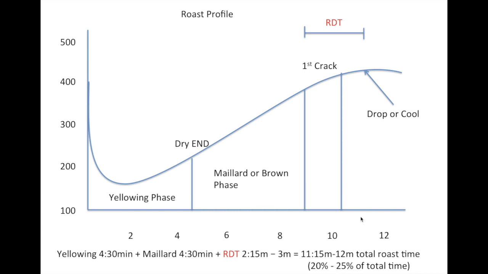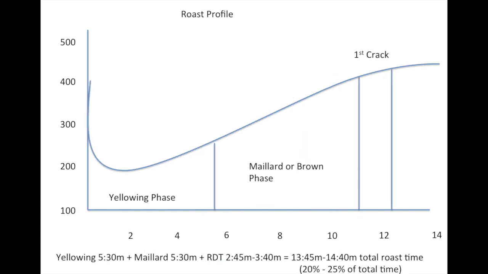Let's take a look at another one. You're probably starting to understand how to get your RDT. So here we've got 5 minutes 30 seconds, 5 minutes 30 seconds, which equals 11. And if you wanted 20 or 25%, these are the numbers you're going for.